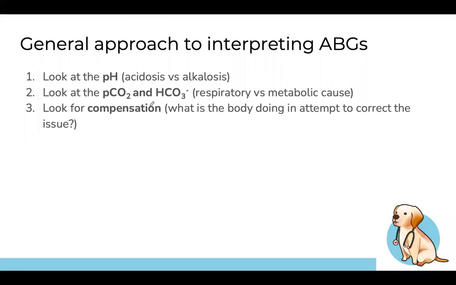Hey guys, so today we're going to be talking about how to interpret arterial blood gases, otherwise known as ABGs, not the rave kind. The first thing you want to do is look at the pH. This just determines whether the pH of the patient's blood is above or below the neutral pH. The second thing you want to do is look at the carbon dioxide levels and the bicarb levels in the blood as well. That helps you delineate whether it's a respiratory or metabolic cause of the acidosis or alkalosis. After you've done this, you're looking at compensation, which is essentially what the body is doing in an attempt to correct the issue with the weird pH that's happening.